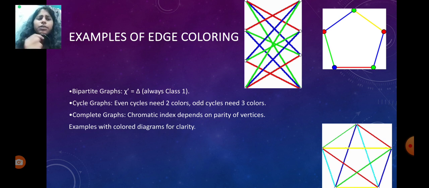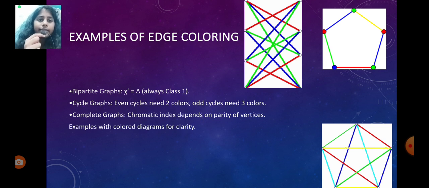So in this slide we are going to understand edge coloring with different types of graphs with their examples. We have a few graphs here: bipartite, cyclic and complete graphs. Pictures related to them are also included. So now let's discuss the bipartite graph.